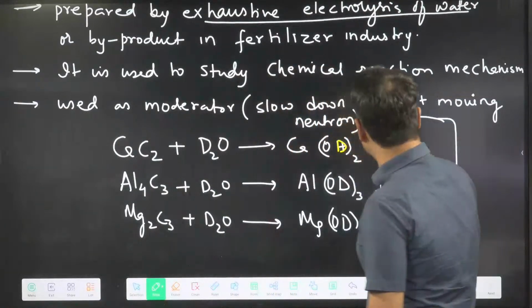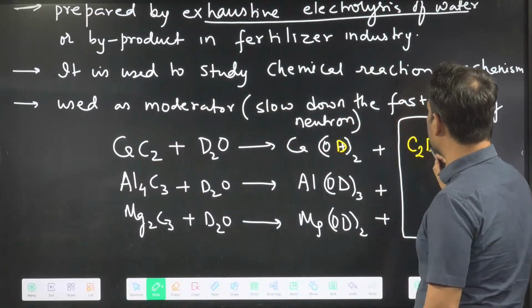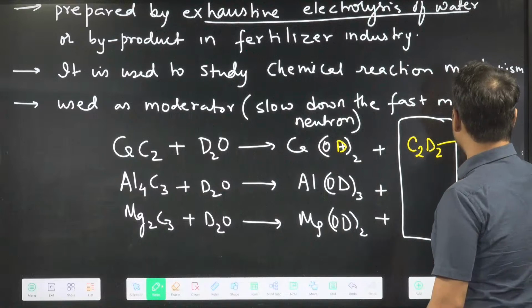So can you tell me the gases which are liberated? In this case they say C2D2. C2D2 means what? Ethyne.